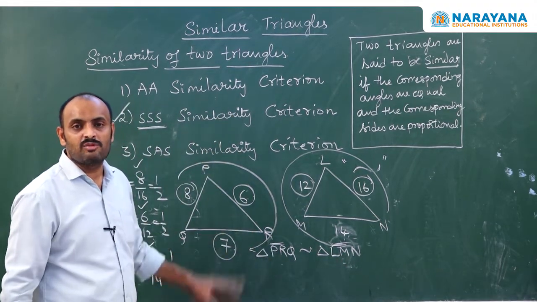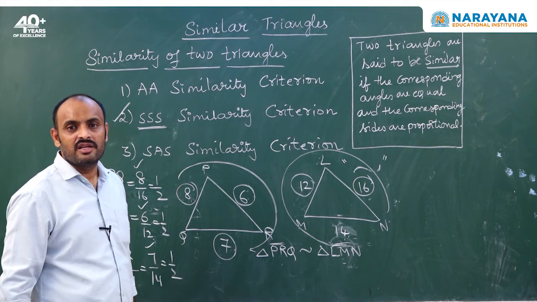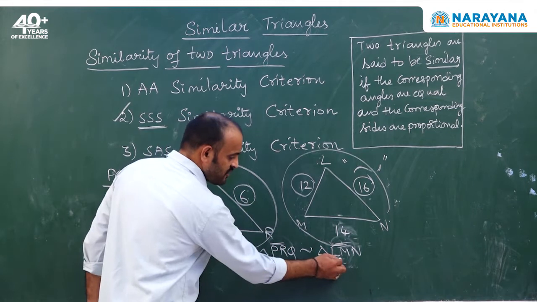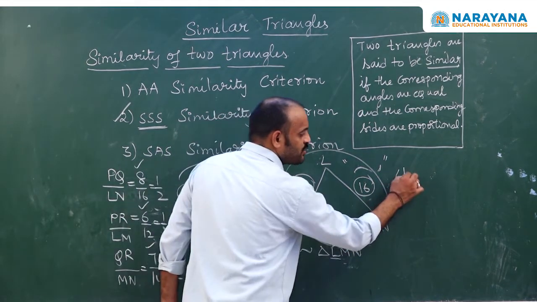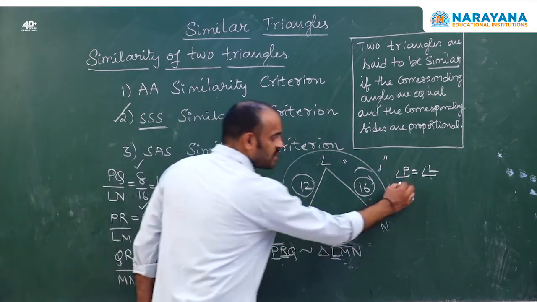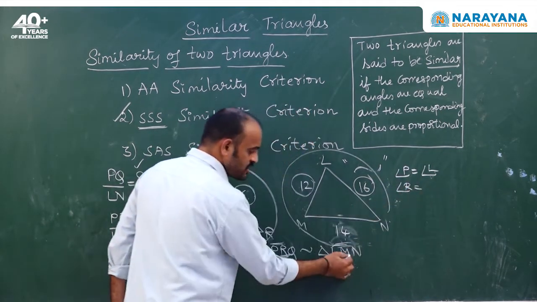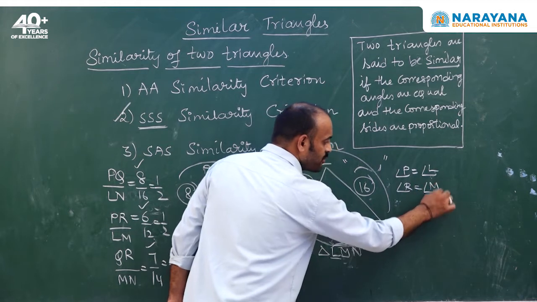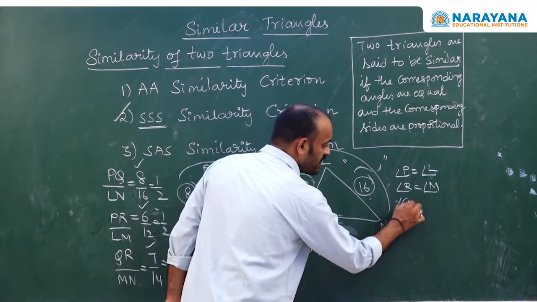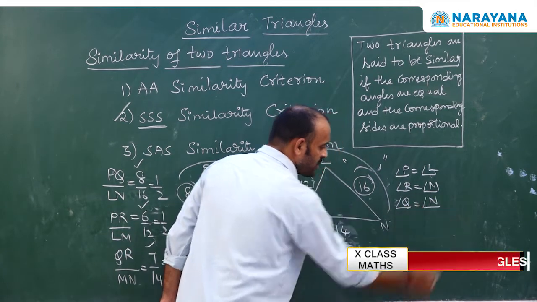Once the triangles are similar, the corresponding angles are equal. What are the corresponding angles? The first letter here is P, the first letter here is L. That means angle P is equal to angle L. The second letter here is R, angle R corresponds to angle M. Angle Q is equal to angle N.